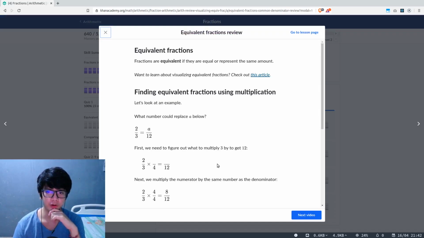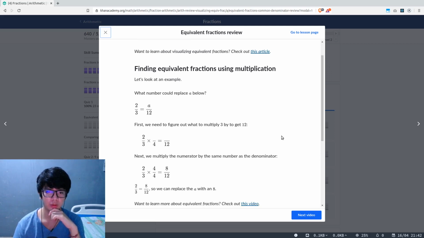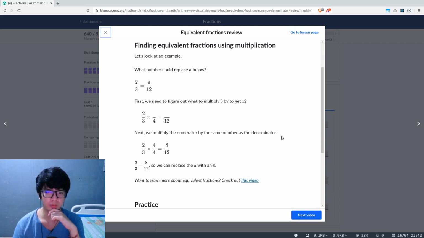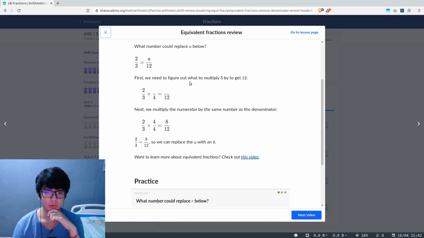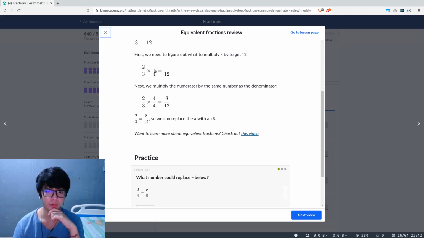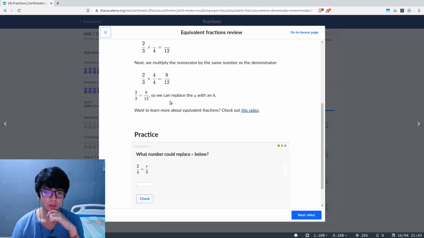Fractions are equivalent if they are equal or represent the same amount. Want to learn about visualizing equivalent fractions? Let's start finding equivalent fractions by multiplication. What number could replace A below? Going from 3 to 4... 2 to 8, it's going to be 8. First we need to figure out that we multiplied by 4. Then multiply them by the same amount. So we can replace the A with an 8.